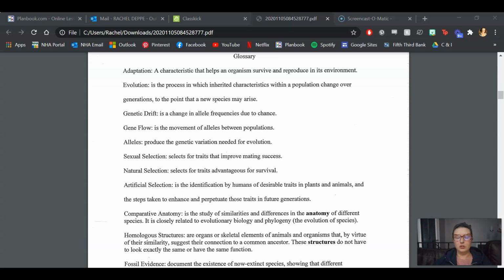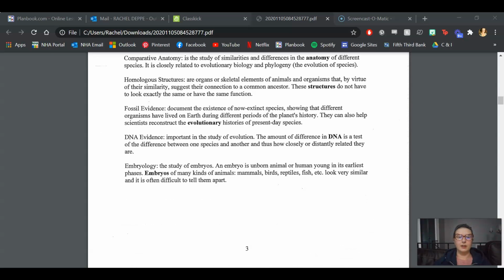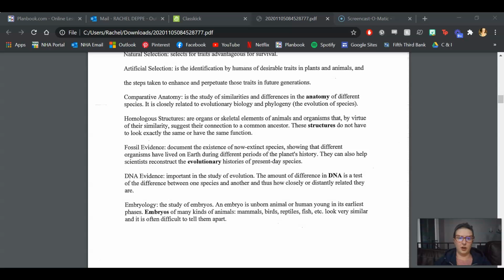All right, so this glossary page is going to be very helpful, so I would make sure that you're referring back to it. So adaptation, evolution, genetic drift, gene flow, alleles, sexual selection, natural selection, artificial selection, comparative anatomy, homologous structures, fossil evidence, DNA evidence, and embryology. So all of those are different terms that we're going to be using in this unit. A lot of them are probably new, so please make sure that you are referring back to this as needed to help you understand any of these terms.